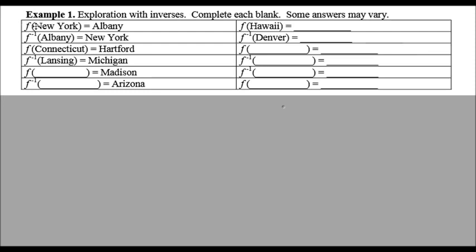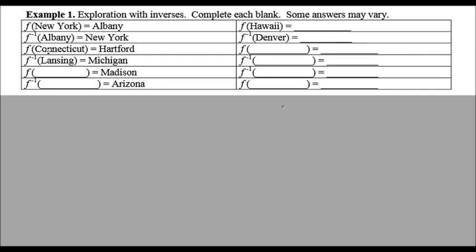So I'm going to do f of New York equals Albany. Inverse of f, that's what this notation is. It kind of looks like a -1 as an exponent, but it's not an exponent. It's just notation for inverse. The way we read it is inverse of f of Albany equals New York. So I think you can kind of figure out what's going on with this particular function.